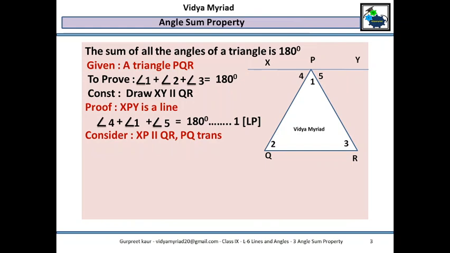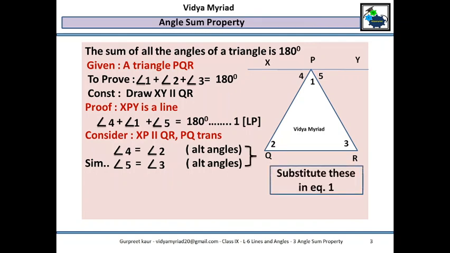We have done in the previous videos also, when there are parallel lines and there is a transversal, there are certain rules which we need to know. As per this diagram, we can see that angle 4 is equal to angle 2 because of alternate angles. Similarly, if I take PR as transversal, angle 5 is equal to angle 3. Now I will substitute this in equation number 1. So instead of 4 I will write 2, and instead of 5 I will write 3.